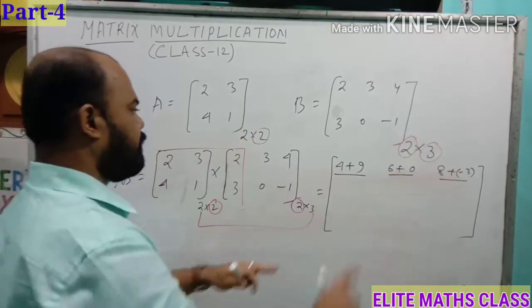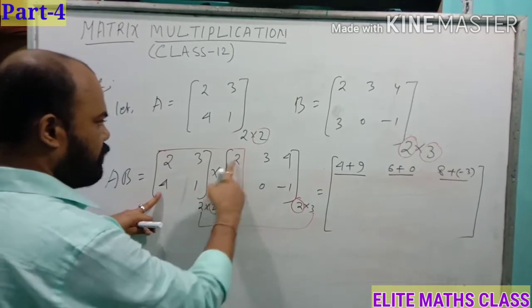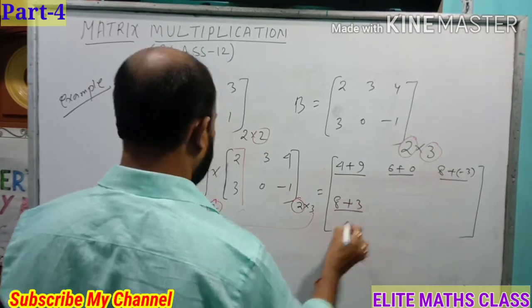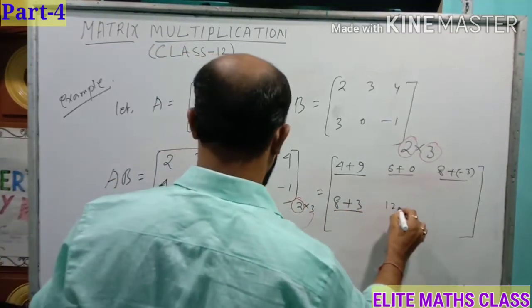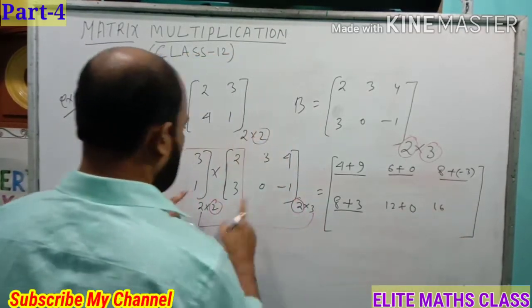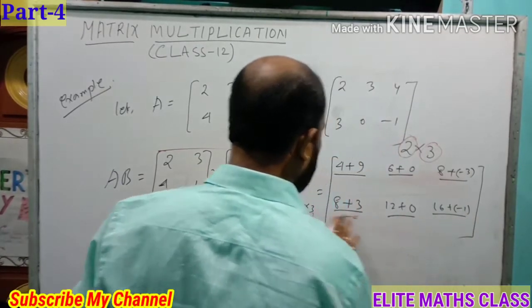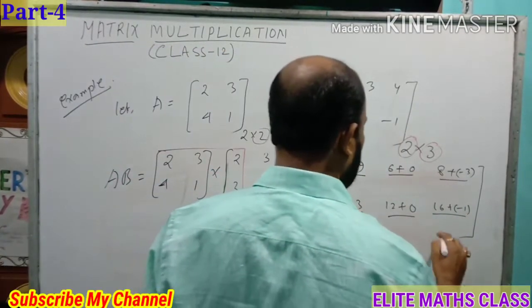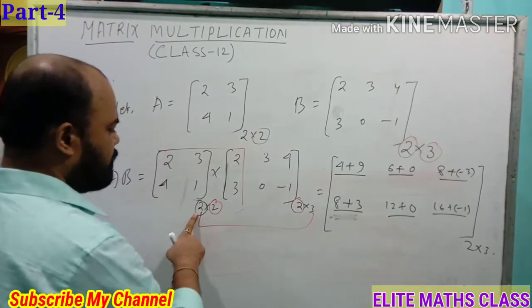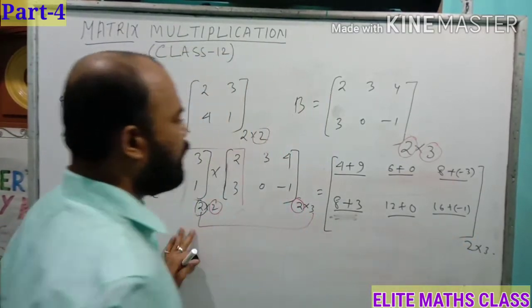Next, first row complete. Next, with the second row, we have to multiply the first column. 4 twos are 8 plus 3. 4 threes are 12 plus 0. 4 fours are 16 minus 1. Second row complete. Now see what is the order of this matrix. It is 2 by 3. See here, the number of rows in the first matrix is 2, the number of columns in the second matrix is 3. These will be the order of the resultant matrix.